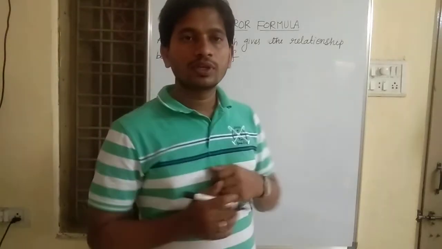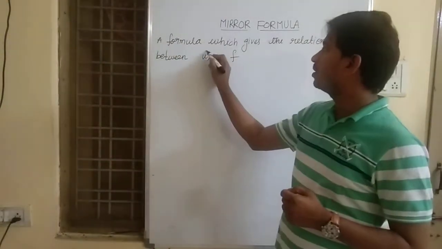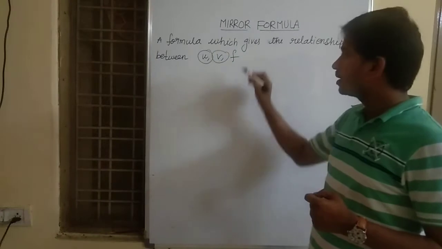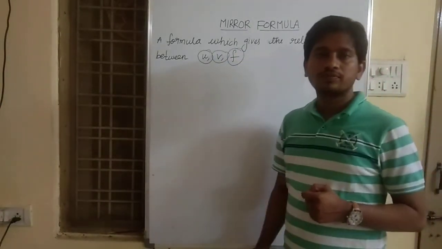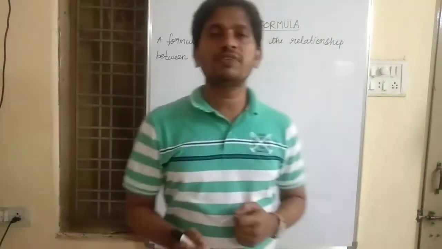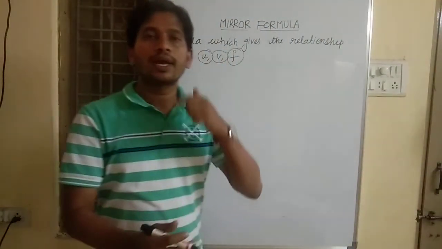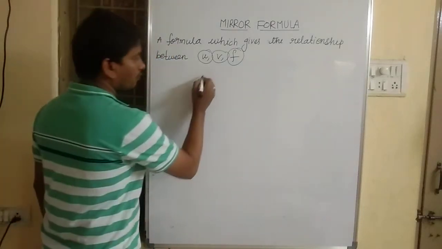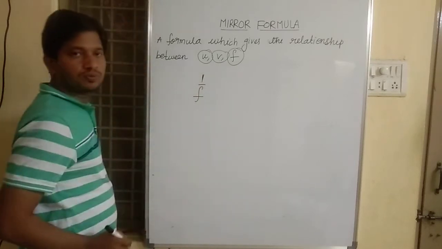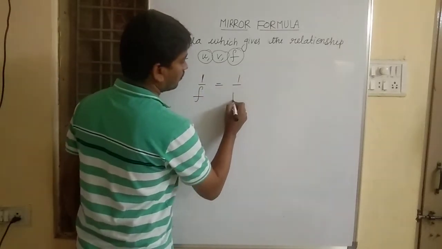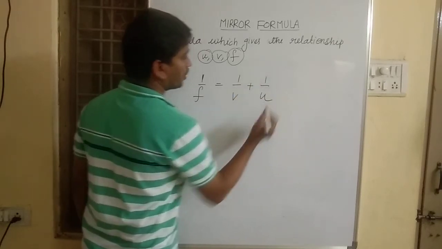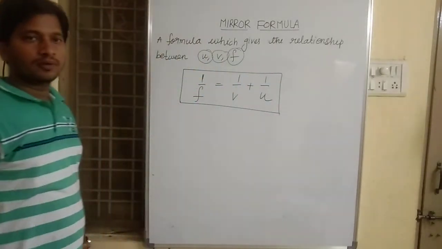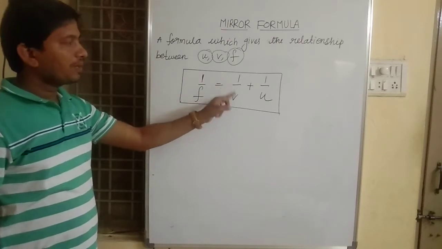Which is the formula which gives us the relationship between what? U is nothing but object distance, V is nothing but image distance and F is nothing but focal length. A formula which gives us the relationship between object distance, image distance and focal length is known as the mirror formula. That is 1 by F equal to 1 by V plus 1 by U. This is our mirror formula.